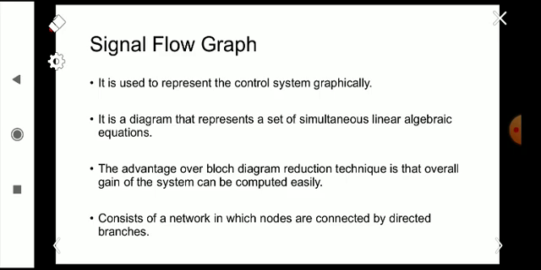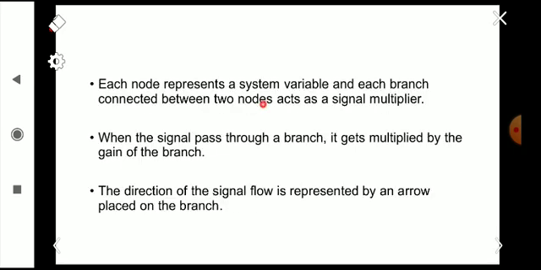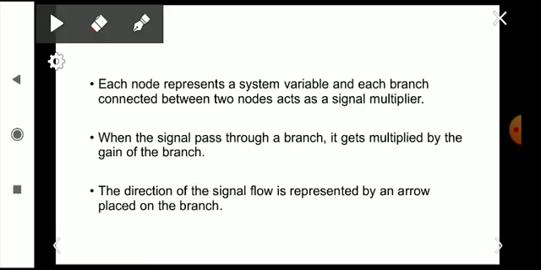So a signal flow graph consists of a network in which nodes are connected by directed branches. Each node represents a system variable, and each branch connected between two nodes acts as a signal multiplier. That is, when the signal passes through a branch, it gets multiplied by the gain of the branch, which we can see here.